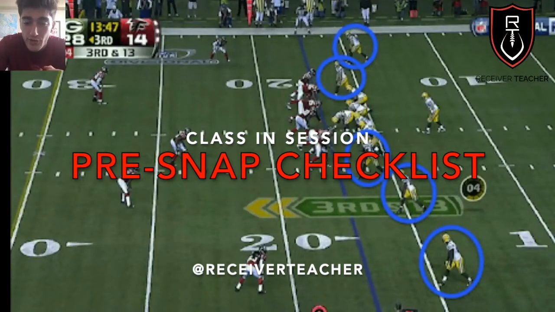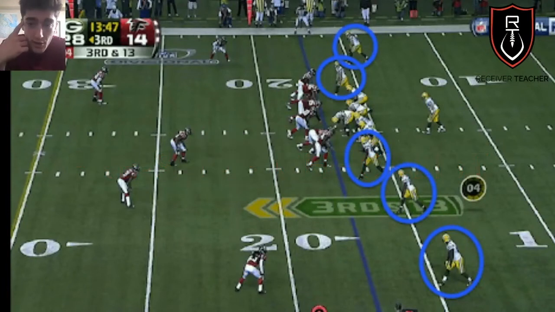Today we're talking pre-snap checklist. What should you be thinking about pre-snap? What should you be looking at? Making your reads, all that stuff.